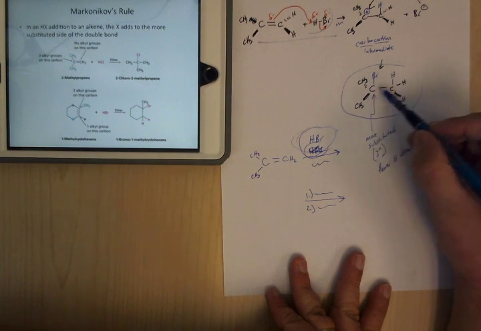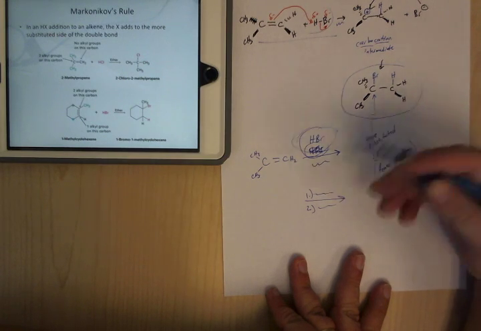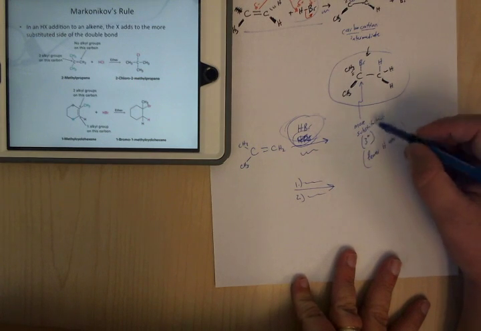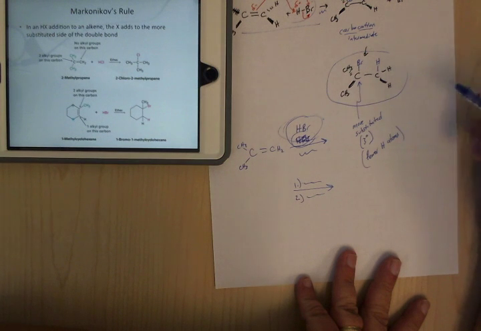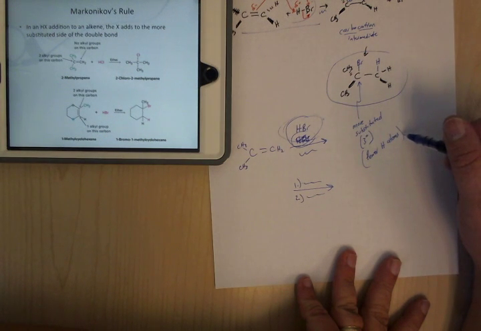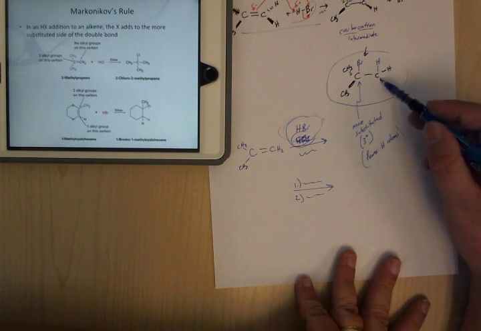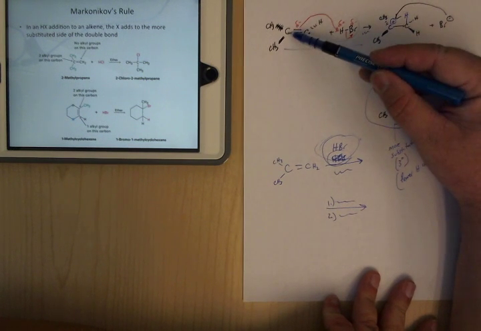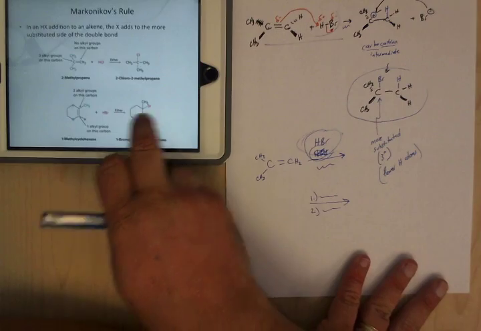This one doesn't have any, and this one has 2, so it's going to go with the fewer. Students think of it either way, whatever is easier for you to see. I learned it as more substituted, so it's going to go in tertiary versus secondary versus primary. But you can also think of which side has fewer hydrogens. This carbon had 2 hydrogens and this had none, so the hydrogen is going to go on that side, and your Br is going to go on that side. Think of it either way.